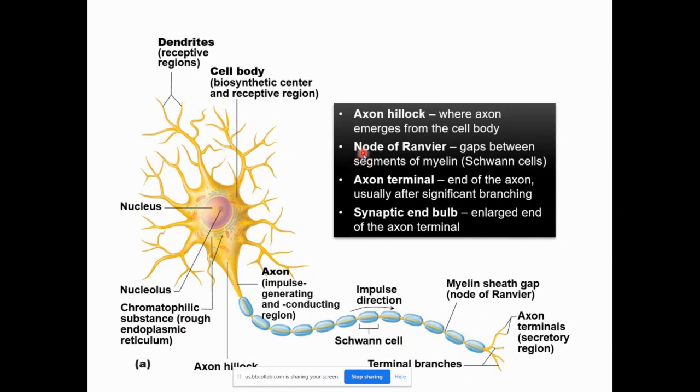All right. The nodes of Ranvier, that's just the spaces between the Schwann cell, and that's going to be important in a little bit. And the synaptic end bulb is just the tips of the axon terminals. They bulge at the end, no big deal.